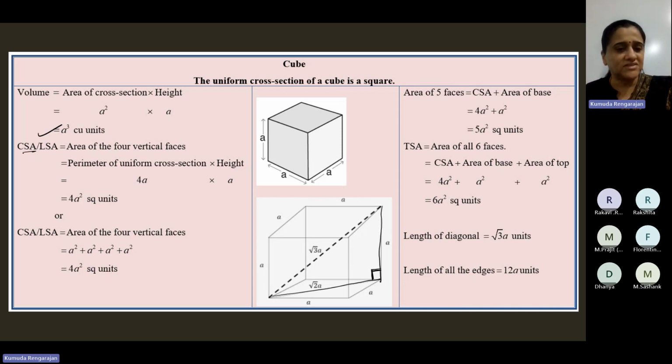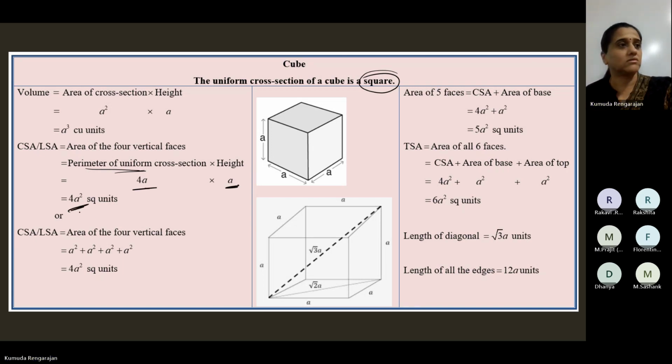So you can see CSA is the perimeter of the cross section into height. Volume is the area of the cross section into height. Curved surface area is the perimeter of the cross section into height. So what is the perimeter of the cross section? The cross section is a square. What's the perimeter of a square? 4a. 4a into height a. So 4a square.